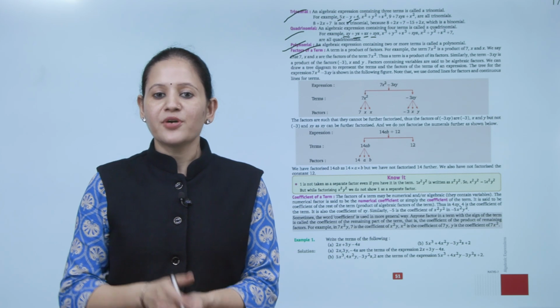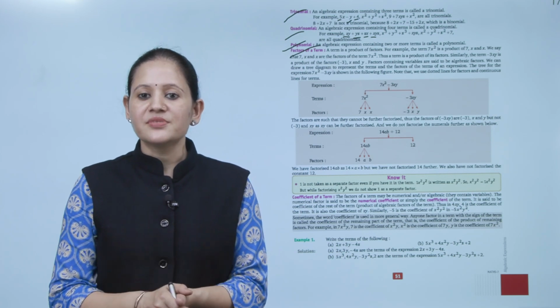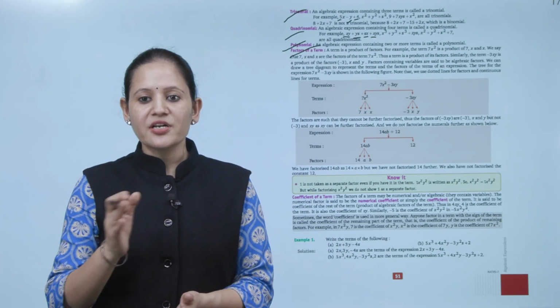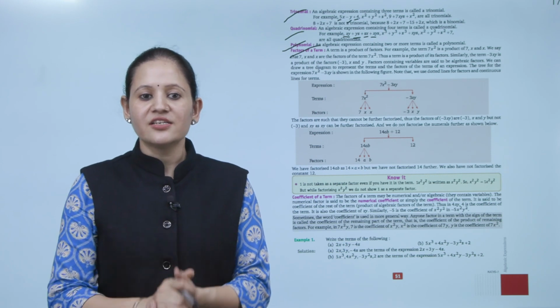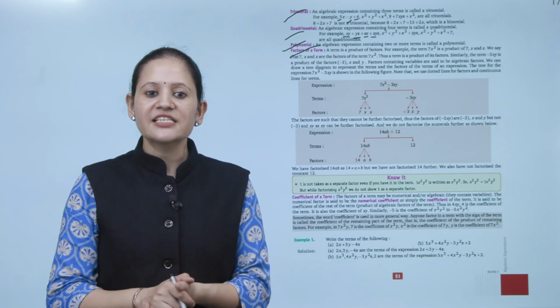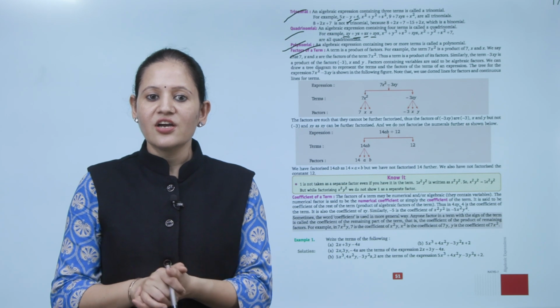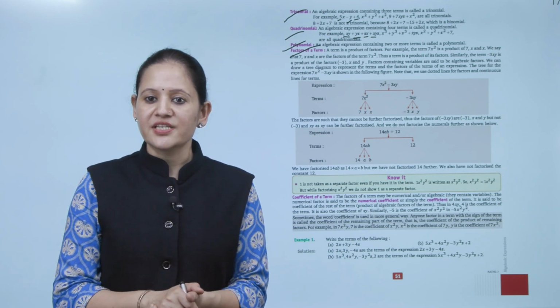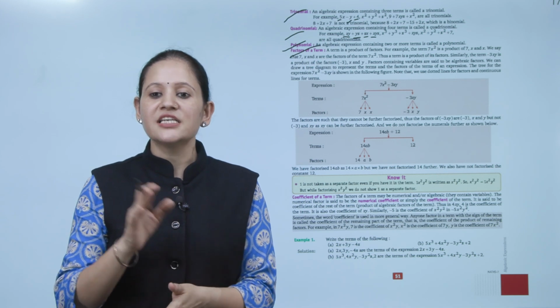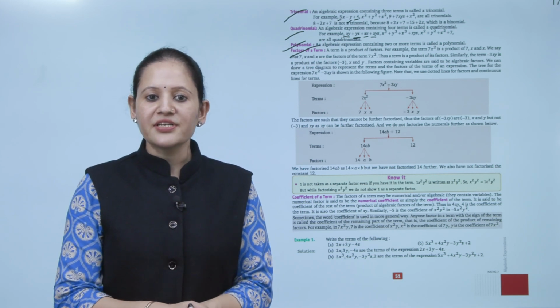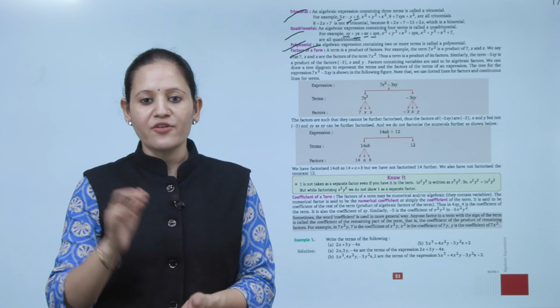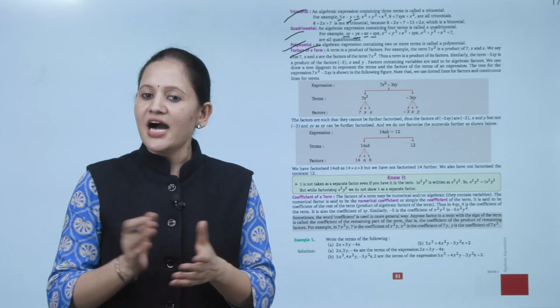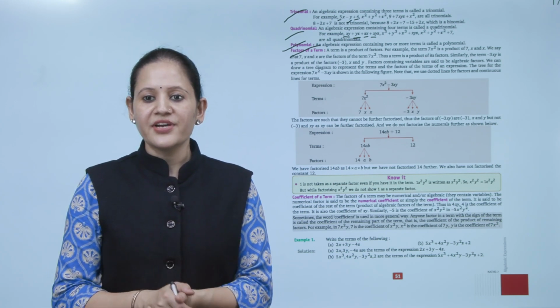A term is the product of factors. For example, the term 7x square is the product of 7x and x. So we say that 7x and x are the factors of the term 7x square. Thus the term is the product of its factors. Similarly, the term minus 3xy is the product of the factors minus 3x and y. Factors containing variables are said to be algebraic factors.